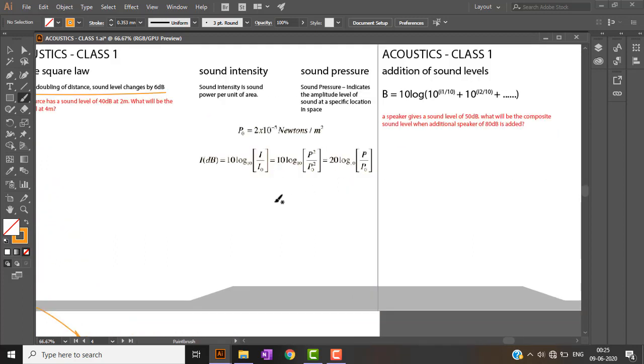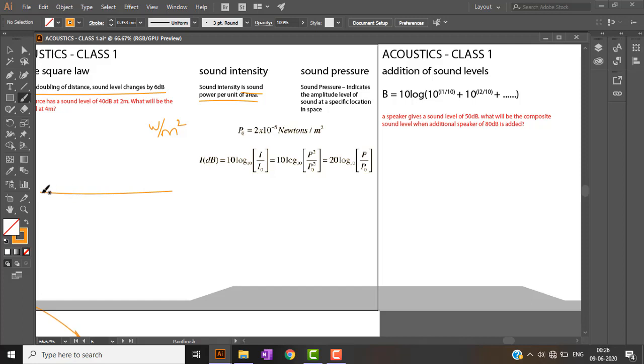So that was the inverse square law. Now there are two terms, sound intensity and sound pressure. You might be wondering what the difference between them is. Sound intensity is sound power per unit area, that's nothing but watt per meter square. Sound pressure indicates the amplitude level of a sound at a specific location in space.